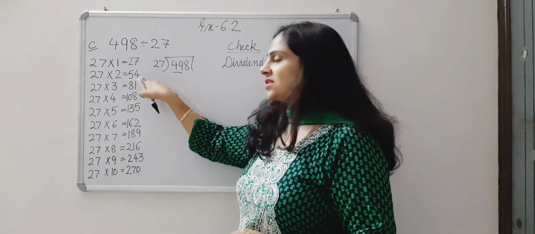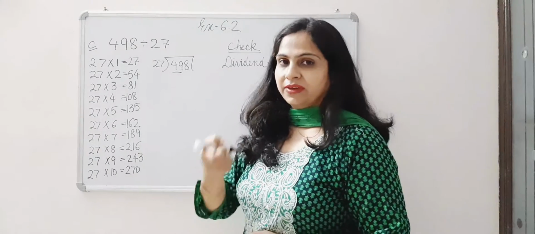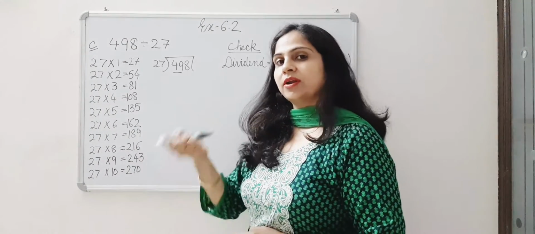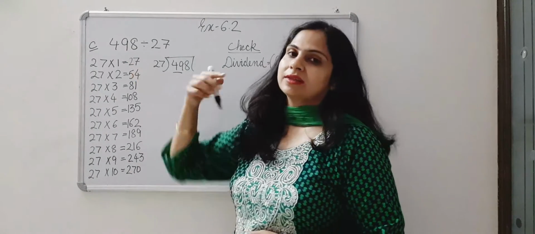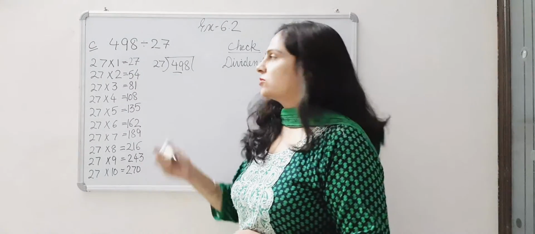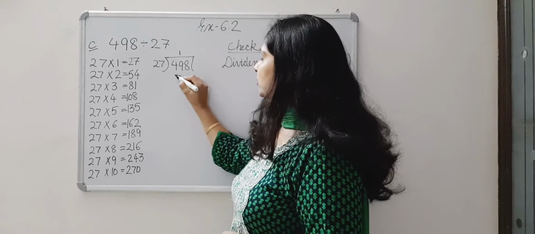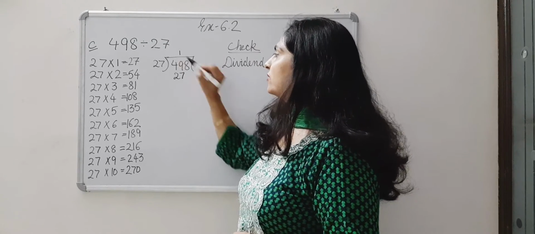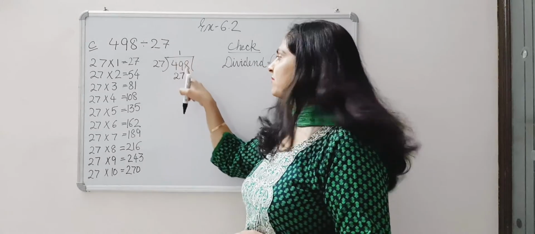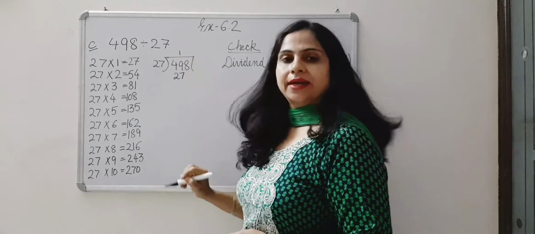But this is greater. We cannot take a greater number. We can take a smaller one. And which is smaller and nearer? There is just one number. This is smaller also and this is nearer also. So we will take 27. So 27 ones are 27. We will write nothing above the hundreds place. We will write 1 above the tens place.